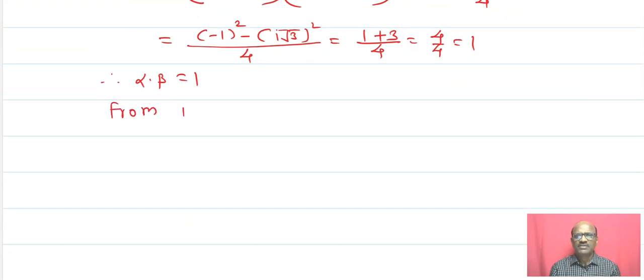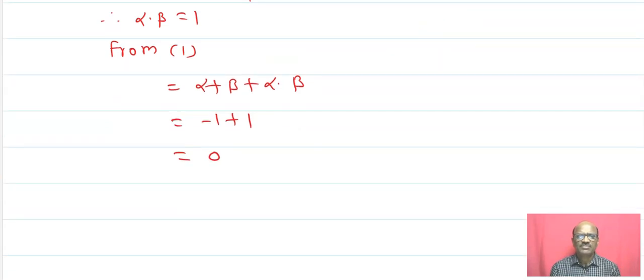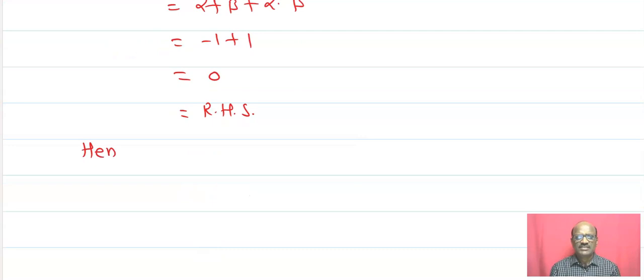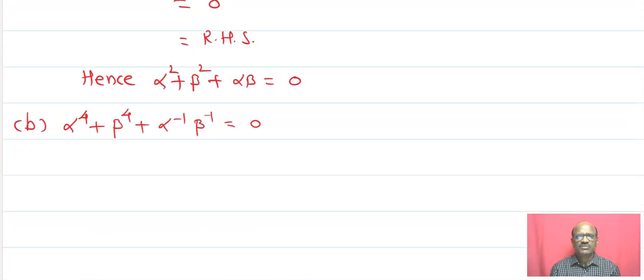So number 1 and this is the number 2. Therefore, from 1, that is alpha plus beta plus alpha into beta, that is a minus 1 plus 1, and that is equals to 0. That is equals to RHS. And hence, alpha square plus beta square plus alpha into beta is equals to 0.